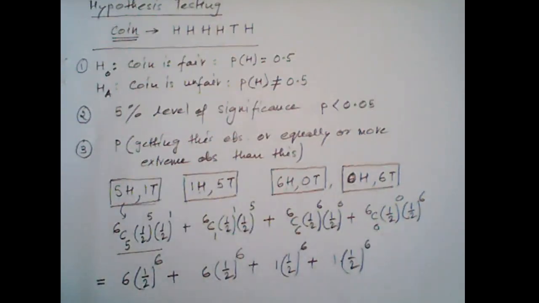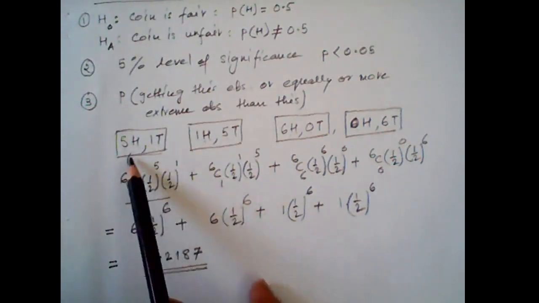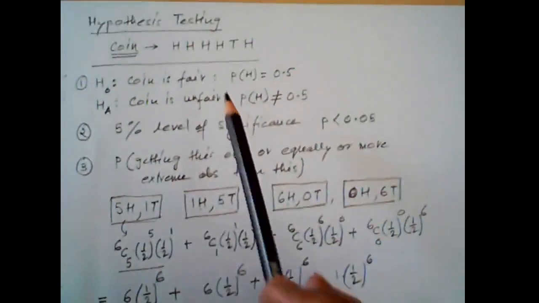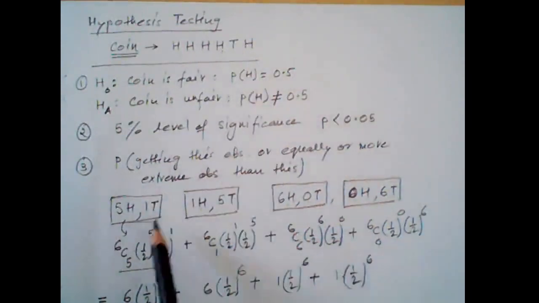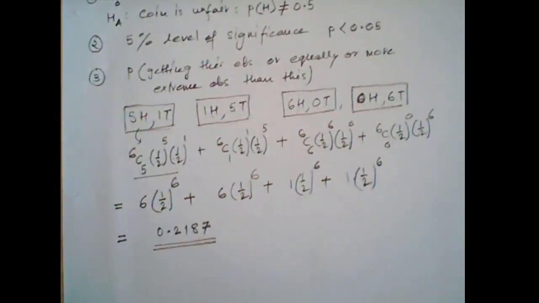So if you do the calculation, you will see that the value for this addition turns out to be 0.2187. All right. Okay, here you are. The addition of all these values will yield you the probability of this event happening or an equally or more extreme event happening than that, which is 0.2187. Right, so what is the next step?